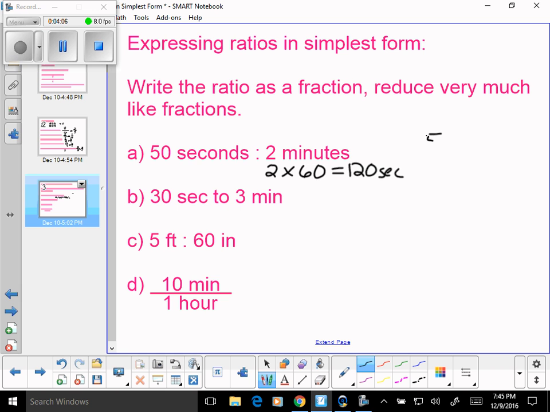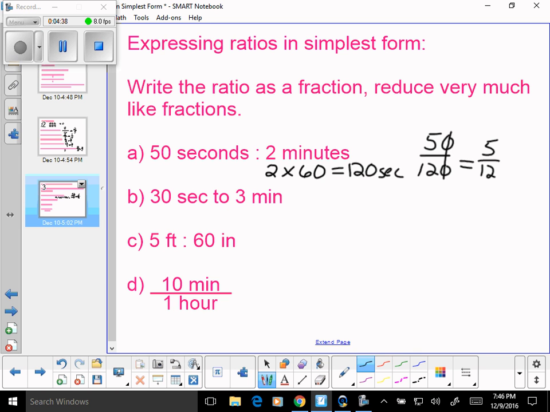Now we can write our ratio of 50/120, and now we can reduce to lowest terms. Remember that when you have a 0 over a 0 like this, this means that there's a 10 in the 50 and there's a 10 in the 120. That actually cancels, and I'm down to 5/12, which is in simplest form since 5 and 12's greatest common factor is 1. You try B.